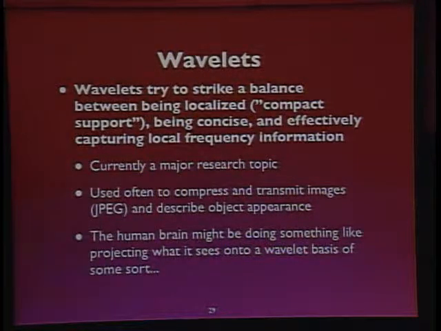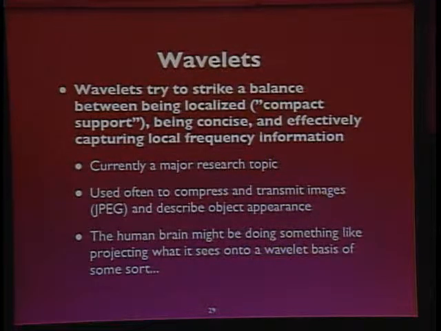So how to do this, trying to strike this balance between being localized and being concise. And also, by the way, we want to have that property of capturing salient image information. We want to be able to tell where edges are and where corners are and that kind of thing. It's currently a major research topic. And by the way, if any of you are familiar with JPEG, the thing that takes your huge image and chops it down into this little tiny file on disk called a JPEG image, that's wavelets.